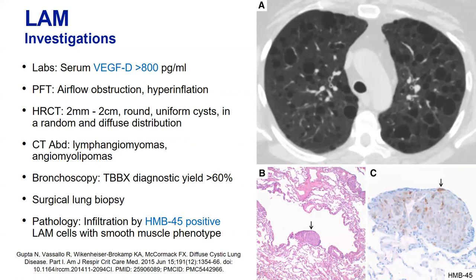If you were to get a PET CT in this patient, so let's say your differentials included a neoplastic process, it's important to know that LAM is PET negative. So if you're thinking this person might have a neoplastic process, that might be a good tool for you to move forward with.